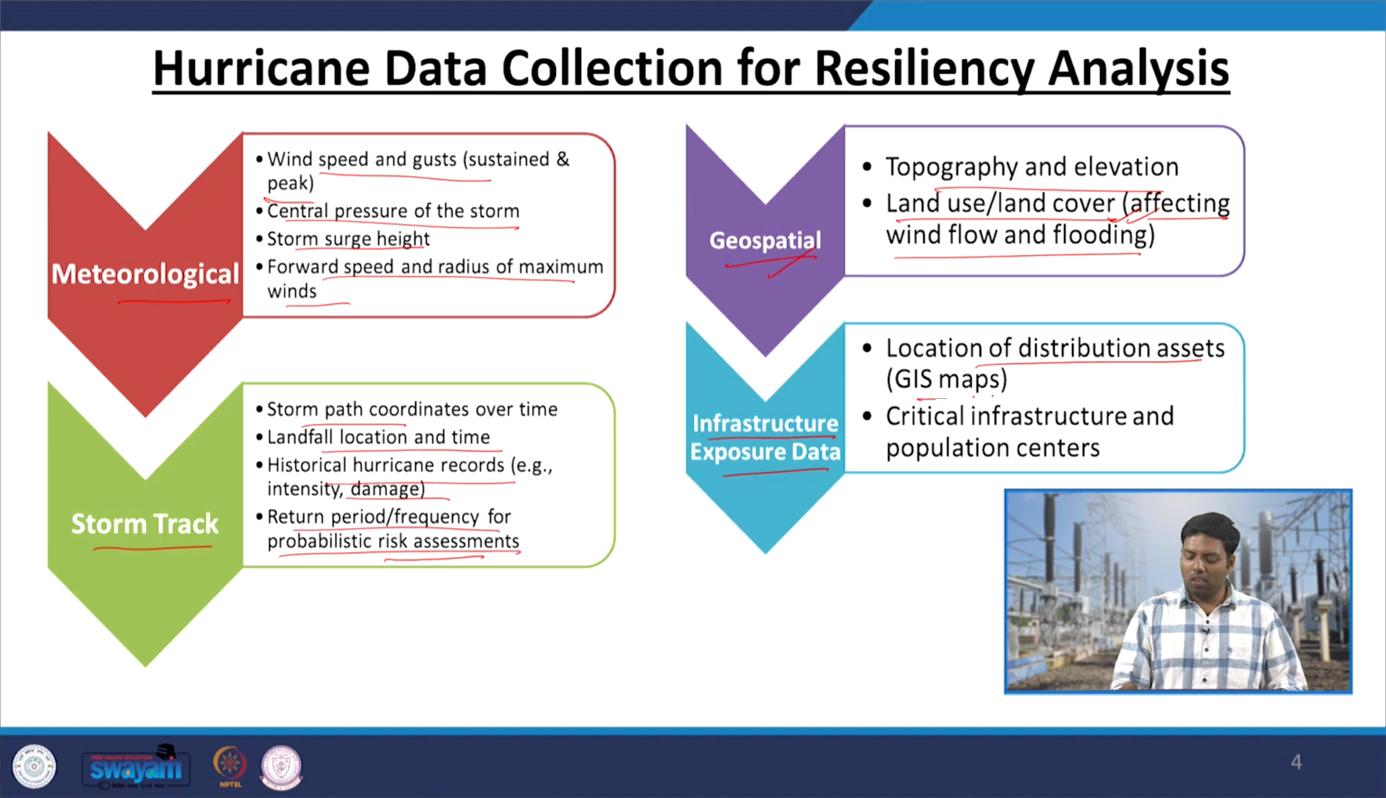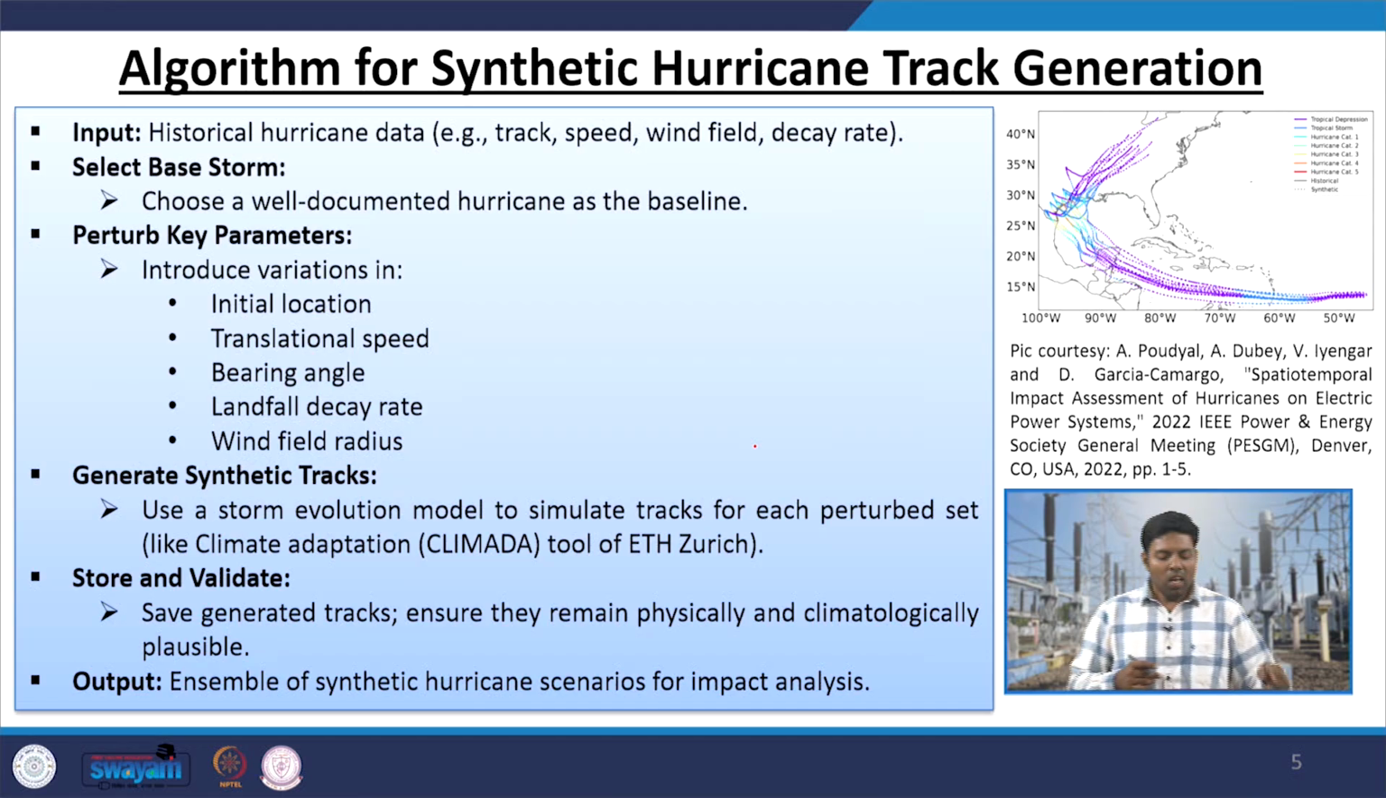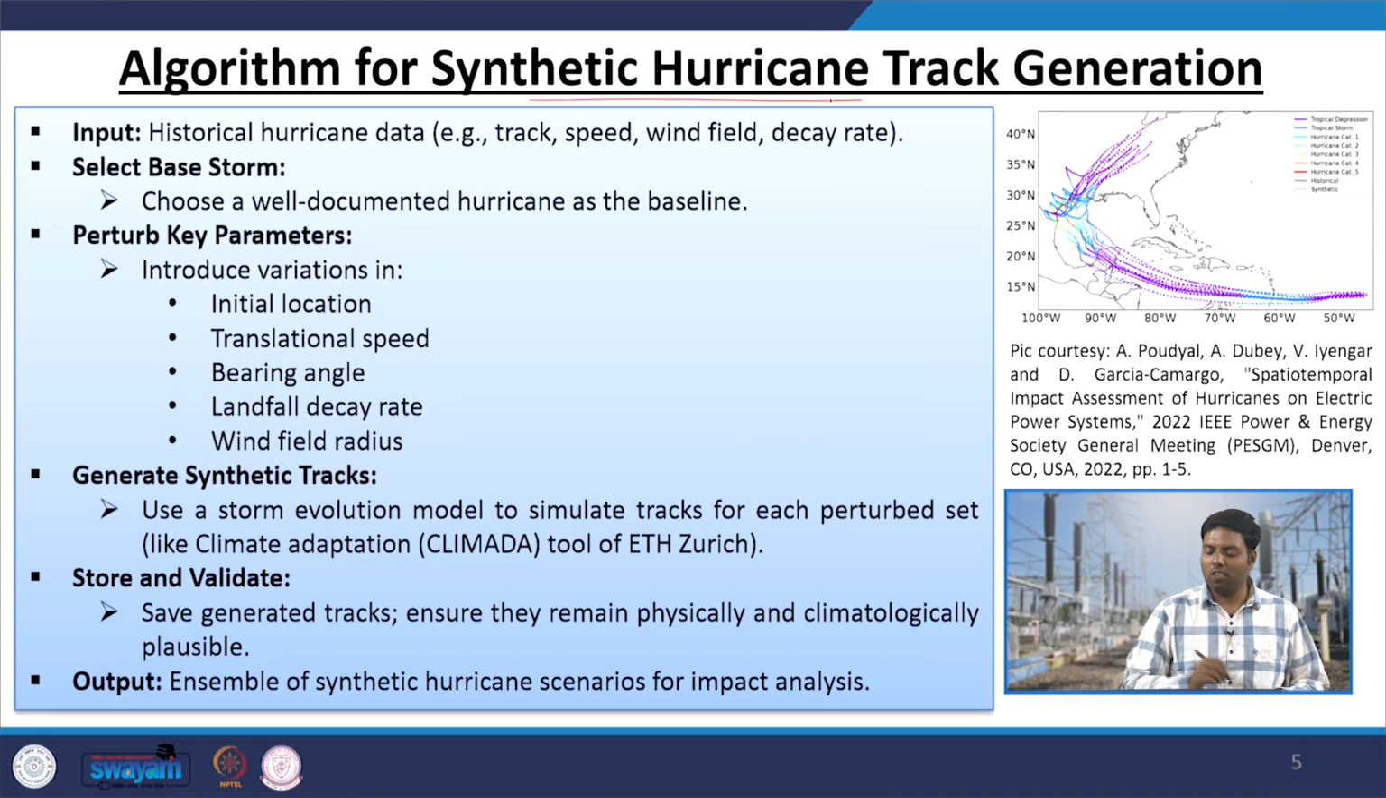So, this data you have to keep from the GIS map, and then critical infrastructure and population centers. That means where your users are located, where they are clustered. This data you need for the infrastructure. So, now by keeping all this data, how to generate the synthetic hurricane tracks?